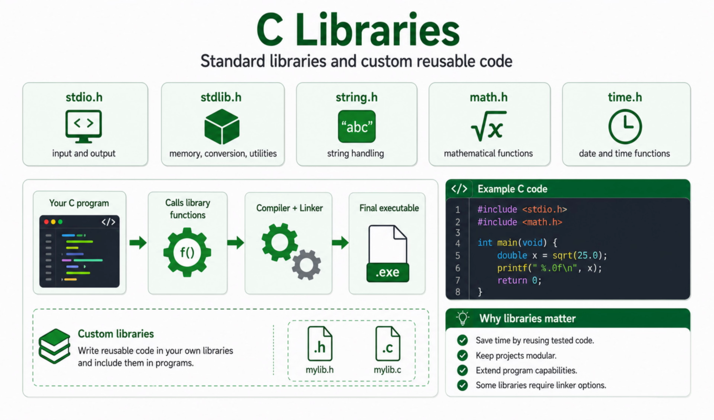But technically, a header file and a library are not the same thing. The header file usually tells the compiler what functions exist, what parameters they accept, and what types they use. The actual compiled implementation may come from a source file, an object file, or a precompiled library. This is why a program can compile successfully but still fail during linking if the real library implementation is missing.